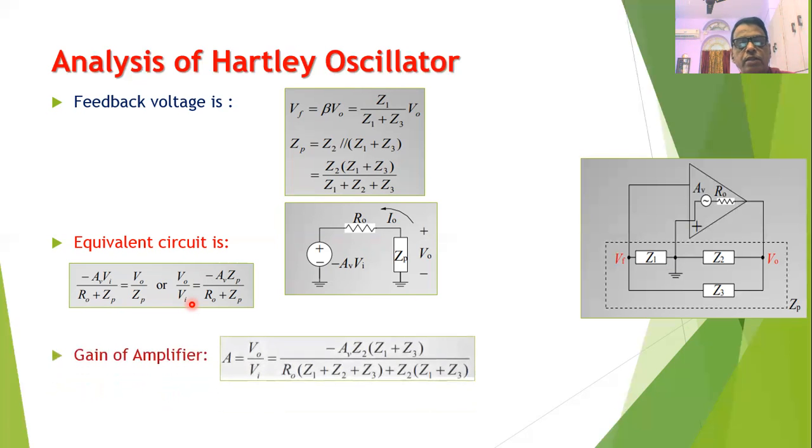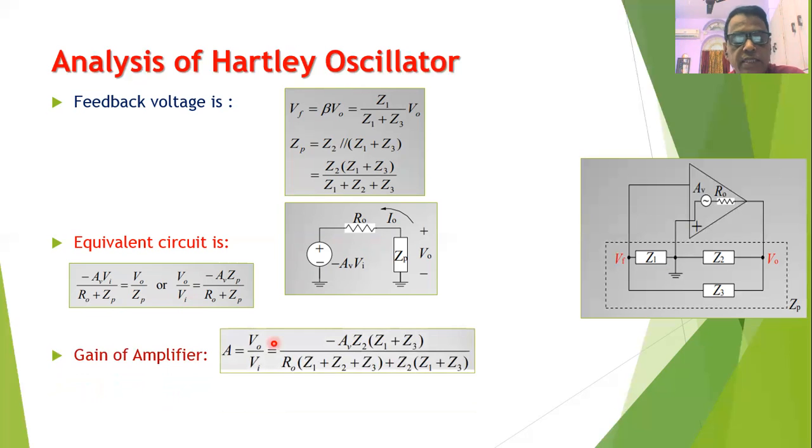And therefore we can write the expression for the gain of the amplifier, A equal to VO divided by VI, which is nothing but minus AV into Zp divided by RO plus Zp. But Zp can be replaced by this equation, Z2 into Z1 plus Z3 divided by Z1 plus Z2 plus Z3. And therefore, we can rewrite the equation as minus AV into Z2 times the bracket Z1 plus Z3, divided by RO into the bracket Z1 plus Z2 plus Z3, plus Z2 into Z1 plus Z3.